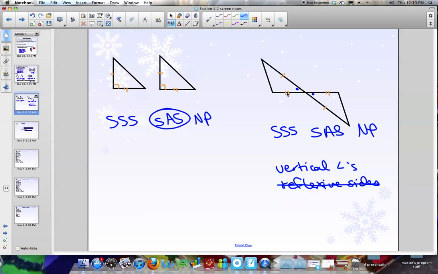Since my three congruent parts are two sides and an angle, I know it's not side, side, side. The question is, is it the included angle? Is it the angle that sits in between the two sides? And in fact, it is the included angle. Here's my two sides, and it's the angle that sits directly in between them. Therefore, my answer would be side, angle, side.